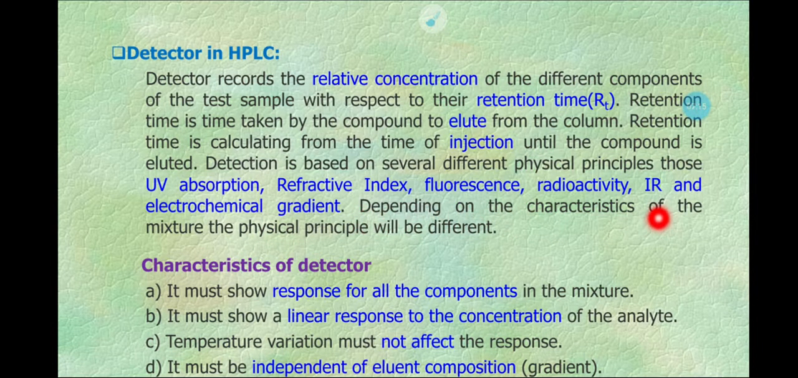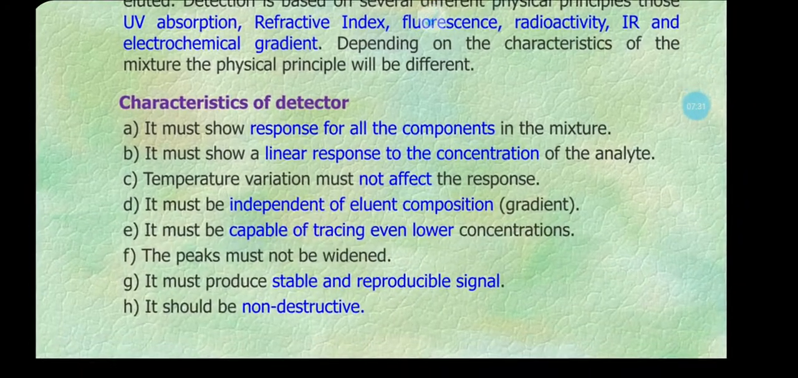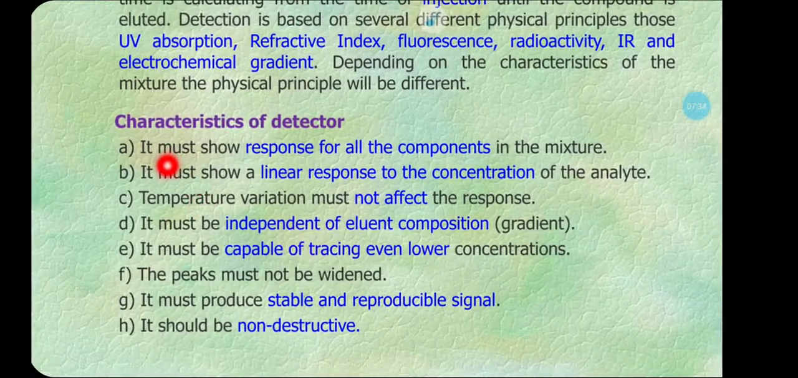Depending on the characteristics of the mixture, the physical properties are different, so according to these physico-chemical properties the analyte will be detected. The detector has characteristic properties: it must show a response for all components in the mixture. It must give a linear response as a function of concentration. Temperature variation must not affect it much. It must be independent of eluent composition. It may be an isocratic solvent or a gradient, so it will not be affected by the gradient method.